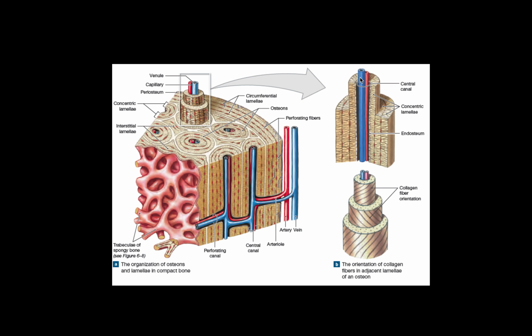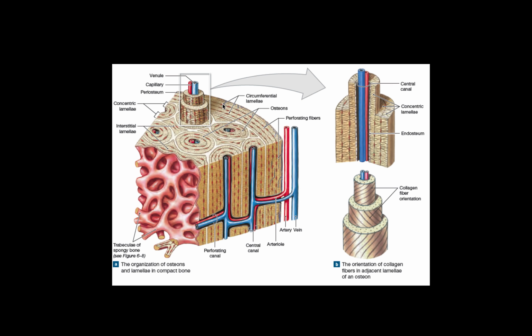And the osteon is made out of concentric layers of collagen, and they have a perpendicular orientation. As you can see, this one's going this way, and the next layer goes this way, and the next layer goes that way. The layers form like that in order to provide additional strength and support to the structure.